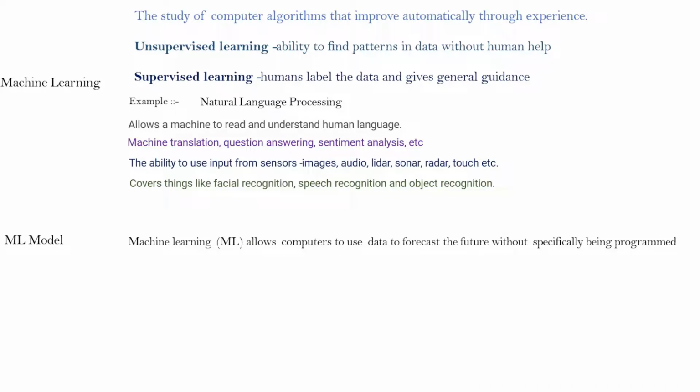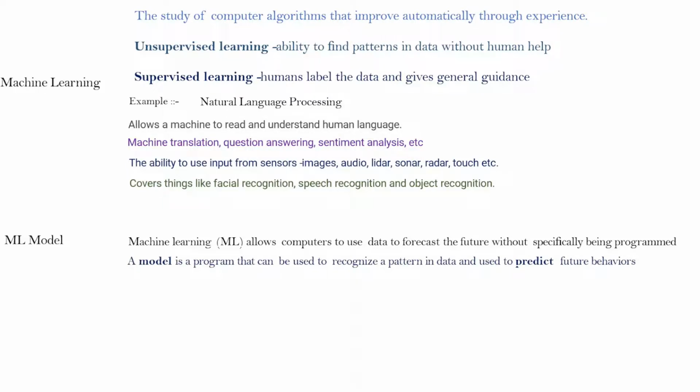So again, my friends, machine learning allows computers to use data to forecast the future without being specifically programmed. So if I have to define machine learning another way, whenever you hear machine learning, the majority part is forecasting the future, and that is being used. I'll give you one more example just after this statement. You will understand what I am trying to point out.